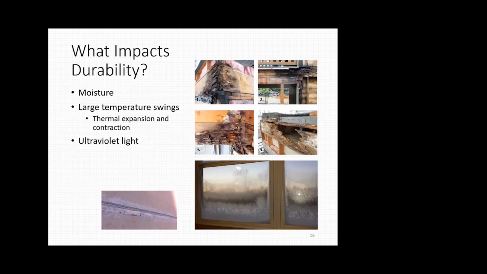Another thing is ultraviolet light. You can see this crack here between these two masonry units. There are lots of things that are susceptible to ultraviolet light. If you look at the paint on your car and it's starting to peel and fade, that's ultraviolet light doing that.